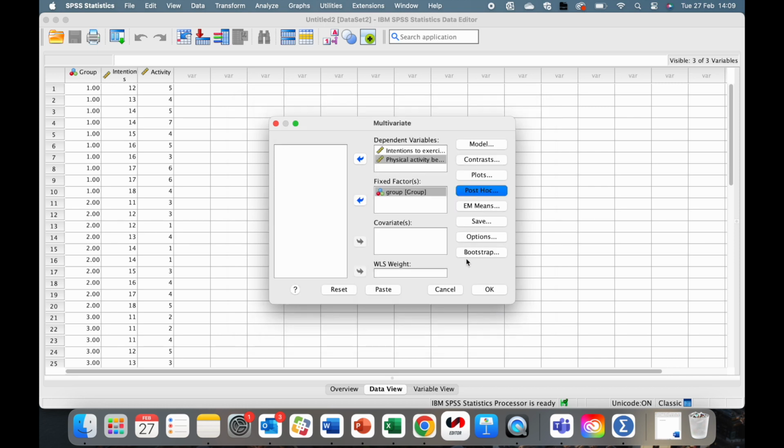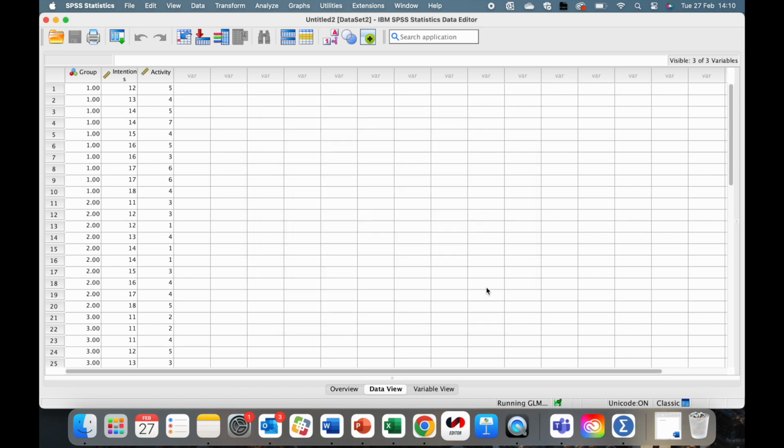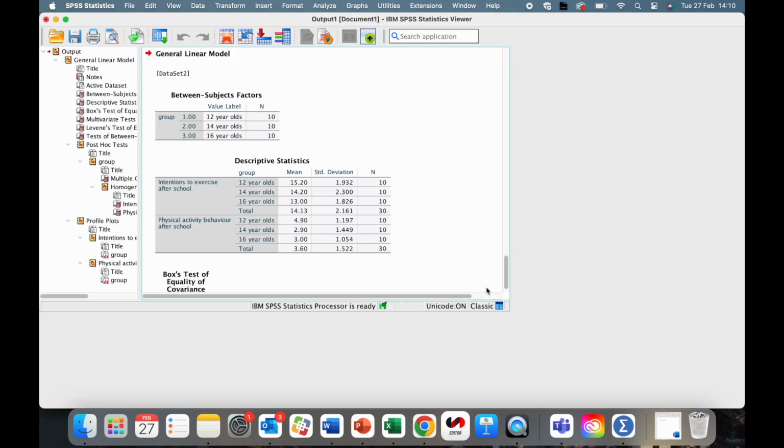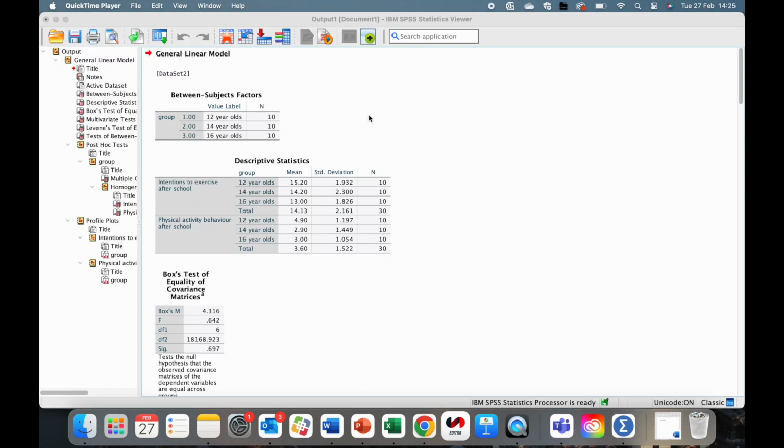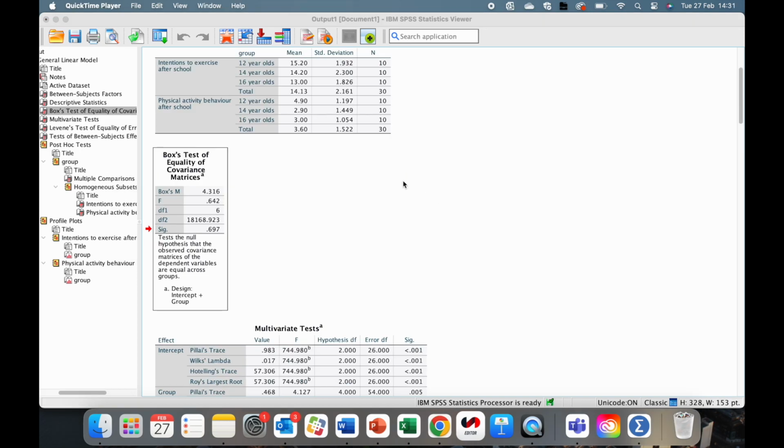Again, click continue. This time we go to options. We take the descriptive statistics and homogeneity tests, click continue and OK. Next step is now we have our output window. We look at the between subjects factors and we know our sample sizes are equal. So later we will be using the Pillai's trace. If the sample size is unequal, we would be using the Wilks' Lambda.